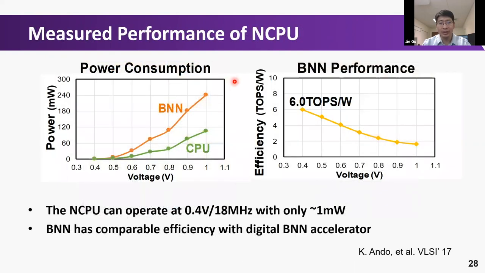First of all, this slide shows the baseline performance of this chip. The BN mode consumes more power than the CPU mode, of course. And in terms of the BN performance, I wouldn't say we are state of the art, mainly because of the limitation of technology, but we are in line with a lot of other people's demonstrations of the BN accelerator.